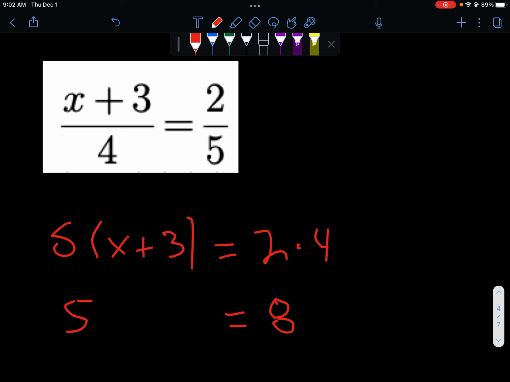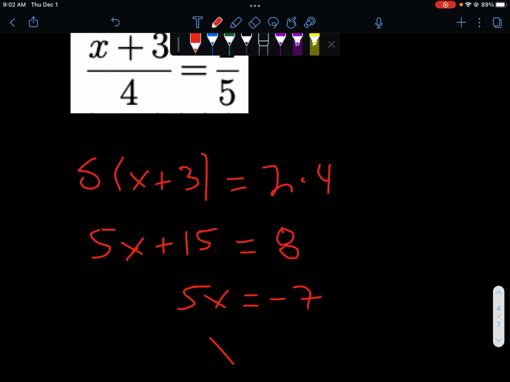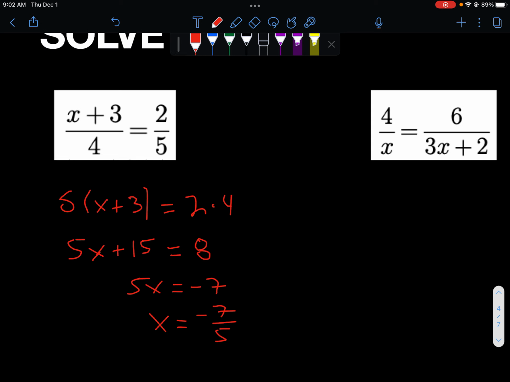On the left-hand side, we'll have to distribute this 5 so that we can solve for x. No factoring required here. This is just a kind of two-step equation. We have to now subtract 15 from both sides and divide by 5 on both sides, giving us a solution of negative 7/5, negative 1.4 if you prefer decimals.